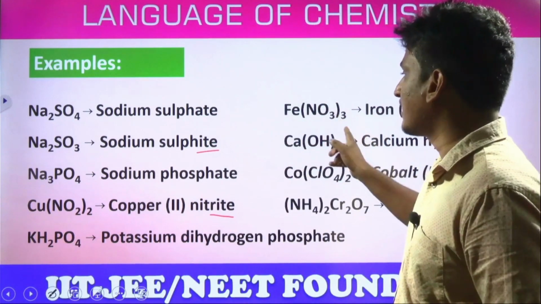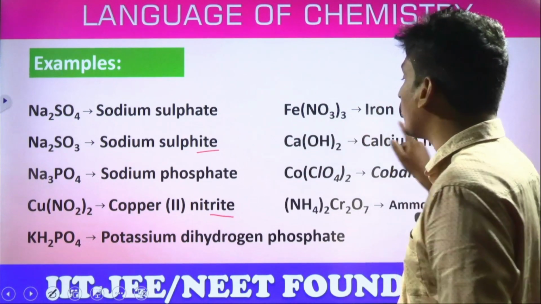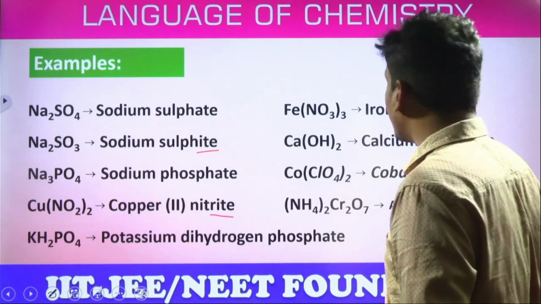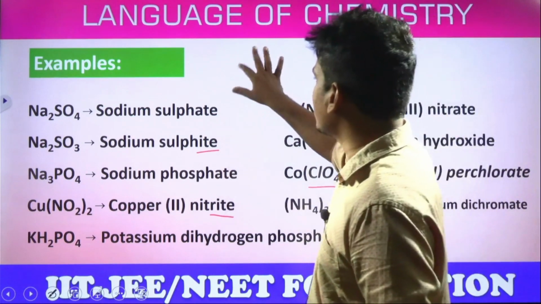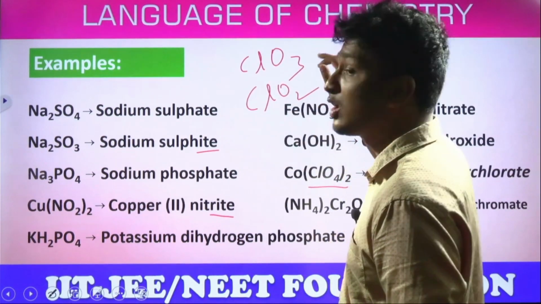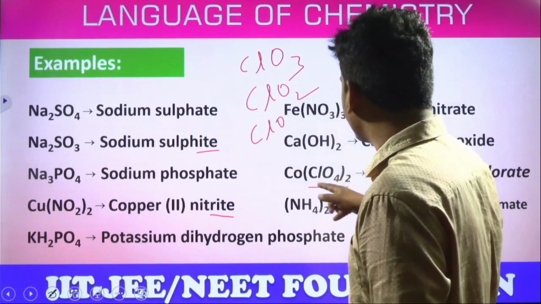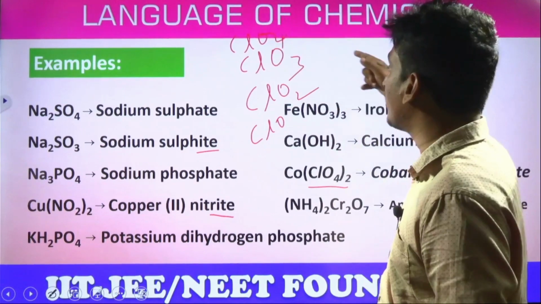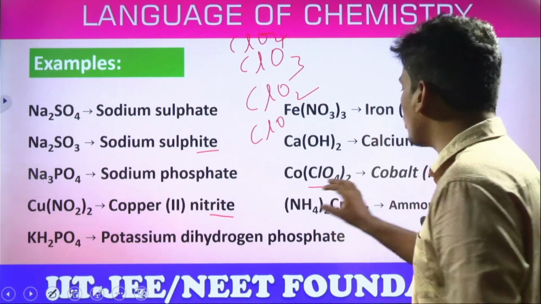Fe(NO3)3, taken thrice, the variable valency. Iron 3 nitrate, calcium hydroxide, and cobalt 2 perchlorate. The name of this radical is called perchlorate. Chlorine contains more. For example, ClO3, this is chlorate. ClO2, you say the name? Chlorite. Now ClO, hypochlorite. Here ClO4, that means if one oxygen more than ate, that is called perchlorate. So perchlorate.